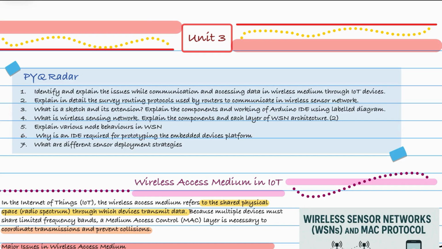These two are the questions from unit 2, I guess, wireless sensing network and components, and also the node behavior in wireless sensing network. We'll talk about IDE as well, what is that, and various sensor deployment strategies. And one of the main topics is the MAC protocols as well. So we'll discuss those in unit 3. So let's get to it.